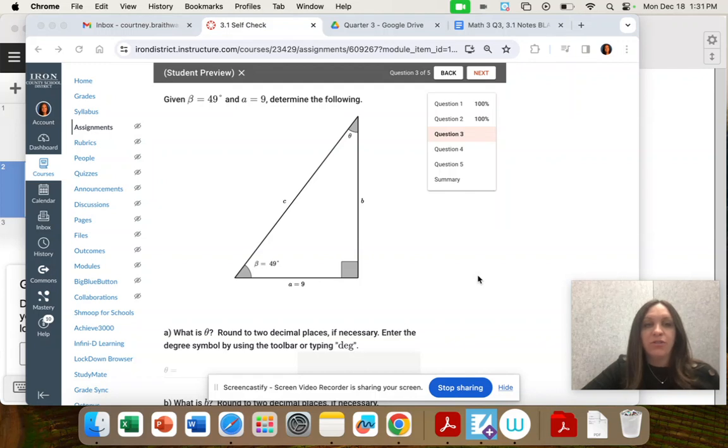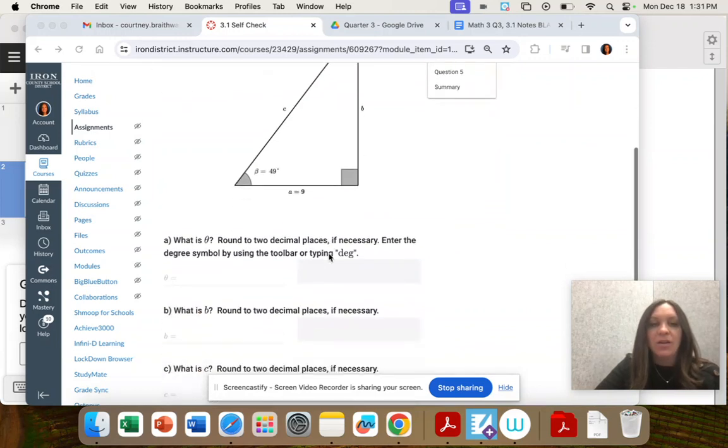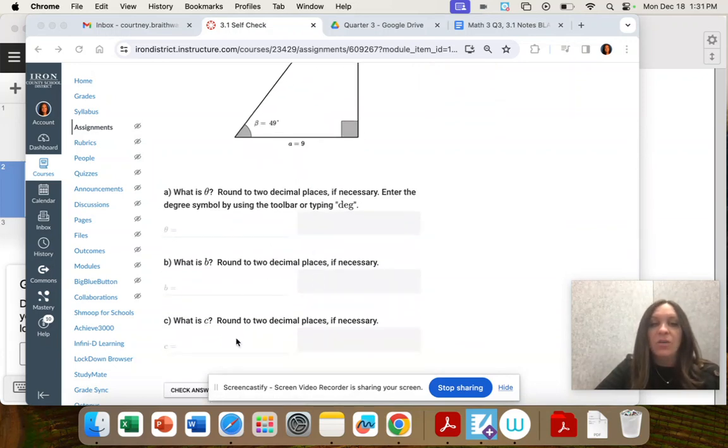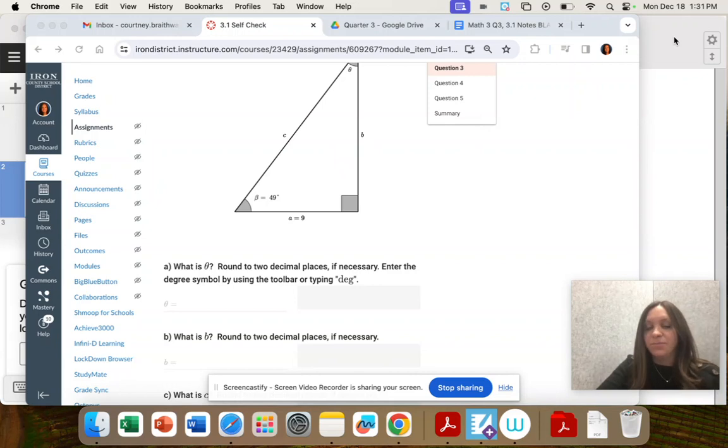All right, question 3. We have a right triangle here. We're given beta. That's what that B is. It's 49 degrees, and we're given side A, which is 9. And we want to know what is theta. That's another Greek letter we use for an unknown angle. And then what is B and C?